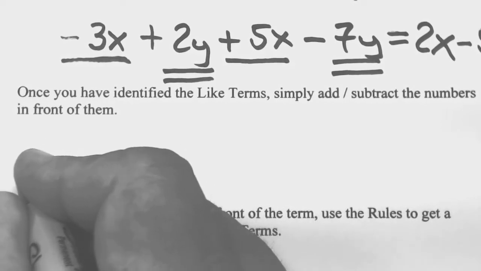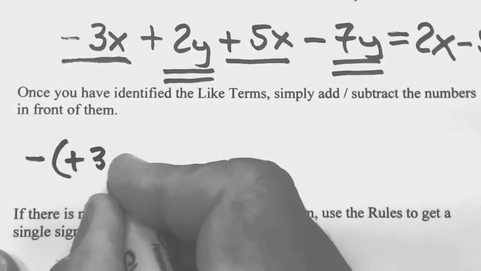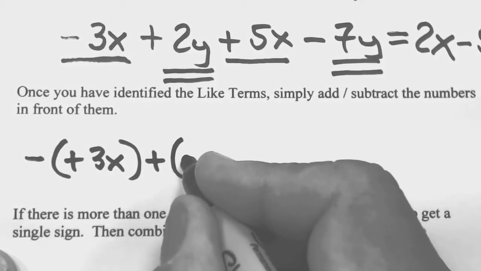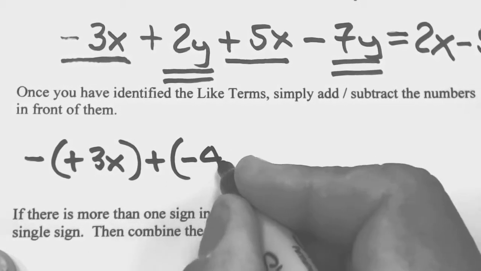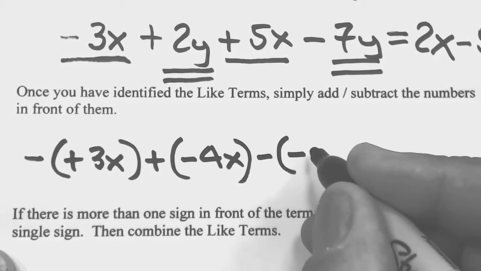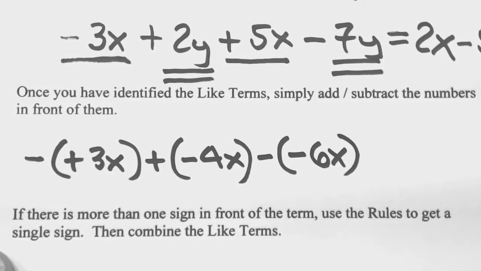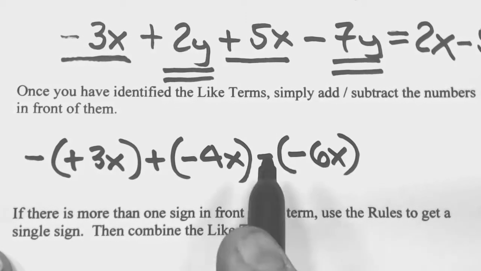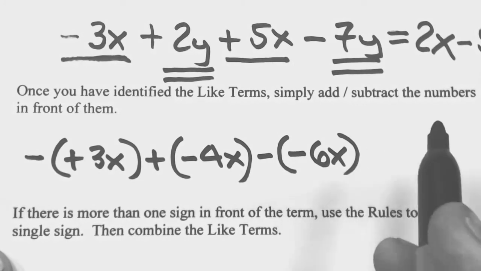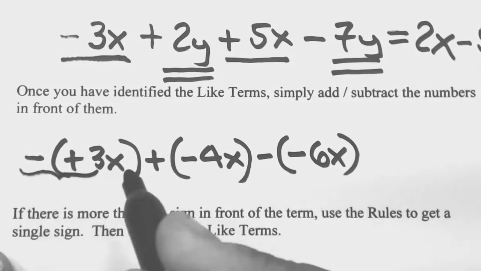Let's say we have minus 3x, plus 4x, and then minus 6x. Well, what we have to do first is, since each one of these has more than a single sign in front, use the rules to combine the signs.